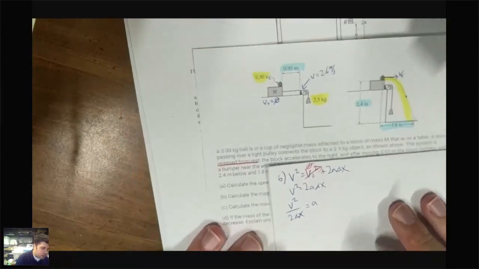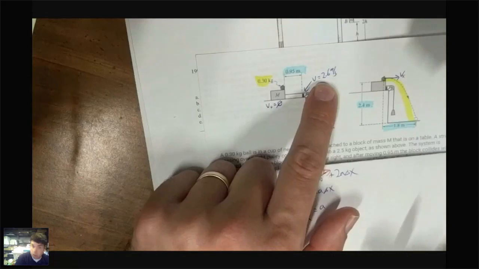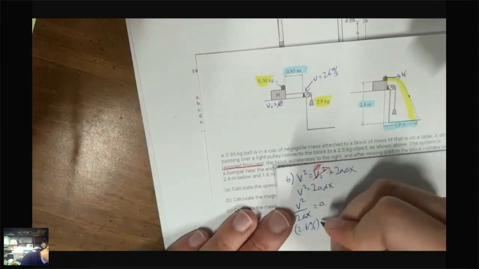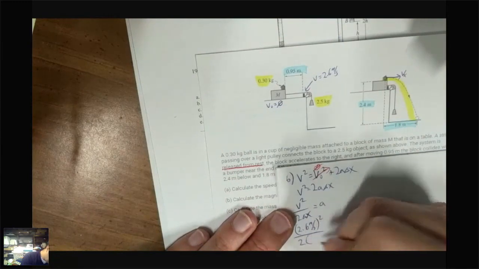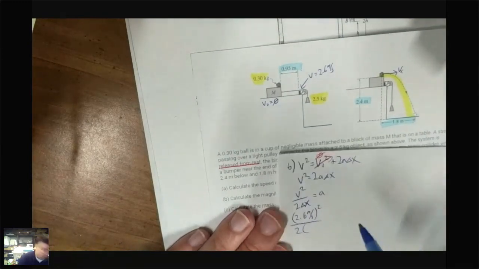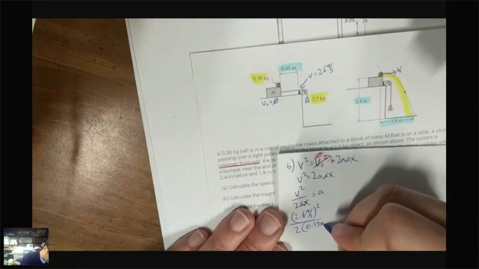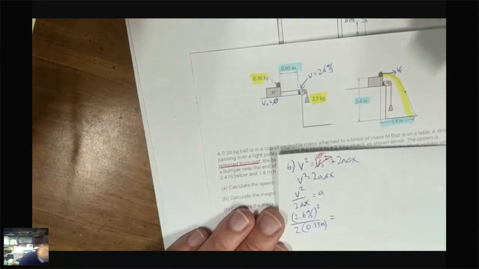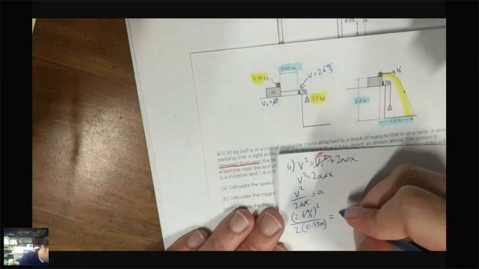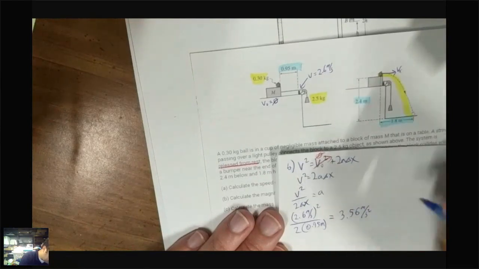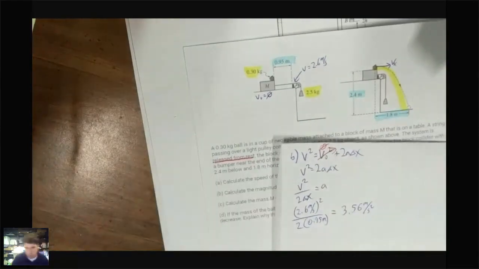Now we can plug in our final velocity we found was 2.6 meters per second. Quantity squared over 2 times how far did we travel? We traveled 0.95 meters. If we crunch these numbers, we'll get our acceleration of roughly 3.56 meters per second squared. 3.6 is perfectly fine for that too. It's a reasonable number.